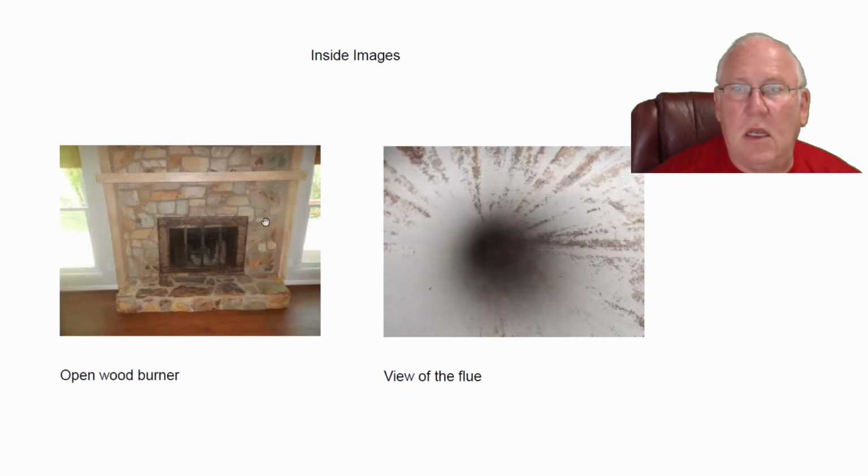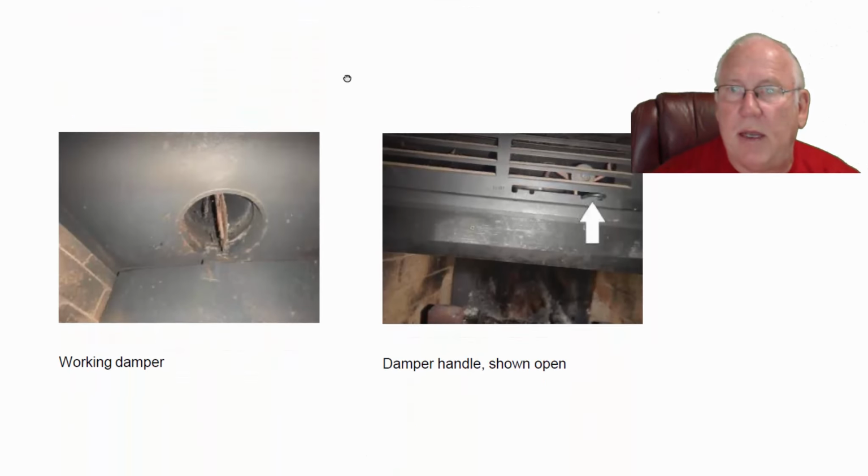On the inside, it's an open wood-burning prefab fireplace. Flue system looks okay. We're not having problems with that. Butterfly-style damper opens and closes. It's shown here in the open position, shown with the handle here in the open position. It just slides back and forth. You can see the word close there, and if you could see right there, it would say open. So no problems with that.